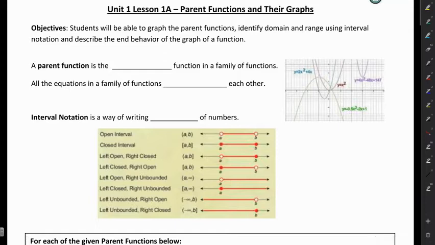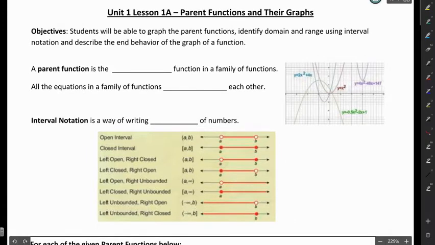Hi, everybody. Today we're going to be looking at our first lesson on parent functions and their graphs. So the first definition we have here is a parent function is the simplest function in a family of functions. All the equations in a family of functions resemble each other.